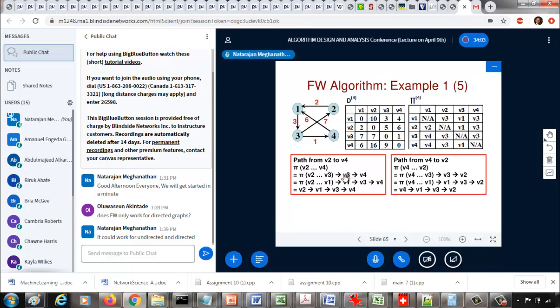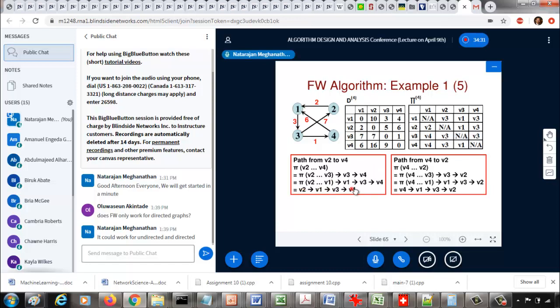So that means we have to now find out what is the predecessor from V2 to V3. So from V2 to V3, it says the predecessor is V1. So to go from V2 to V3, I have to first reach V1 and then go from V1 to V3. So now from V2 to V1, it says the predecessor is V2 itself. So that is the edge from V2 to V1. So this is now the path from V2 to V4.